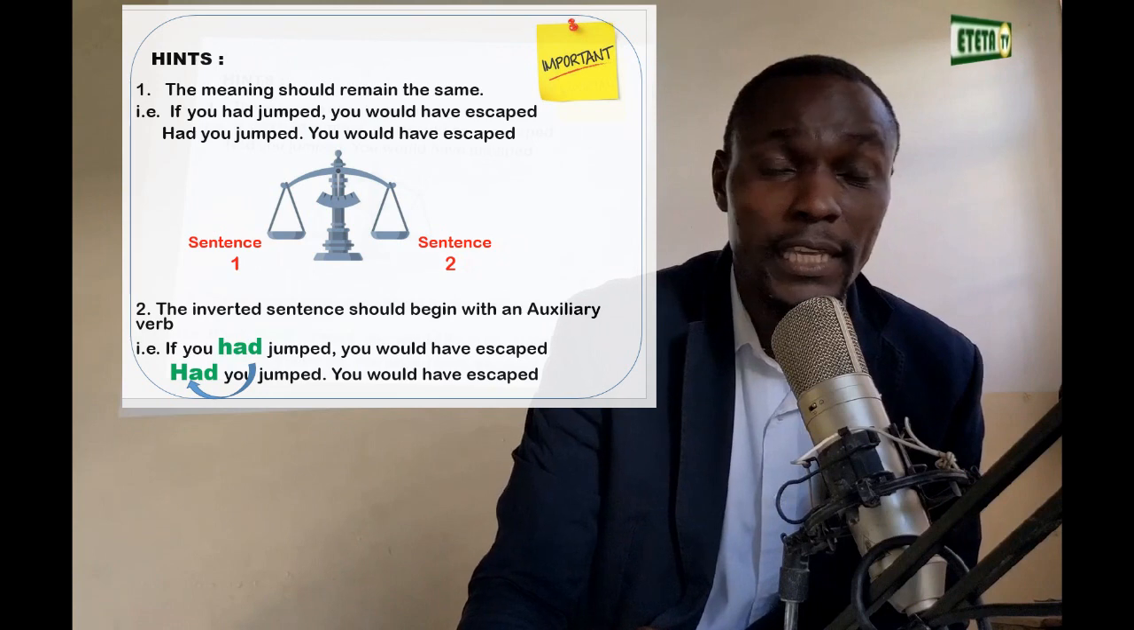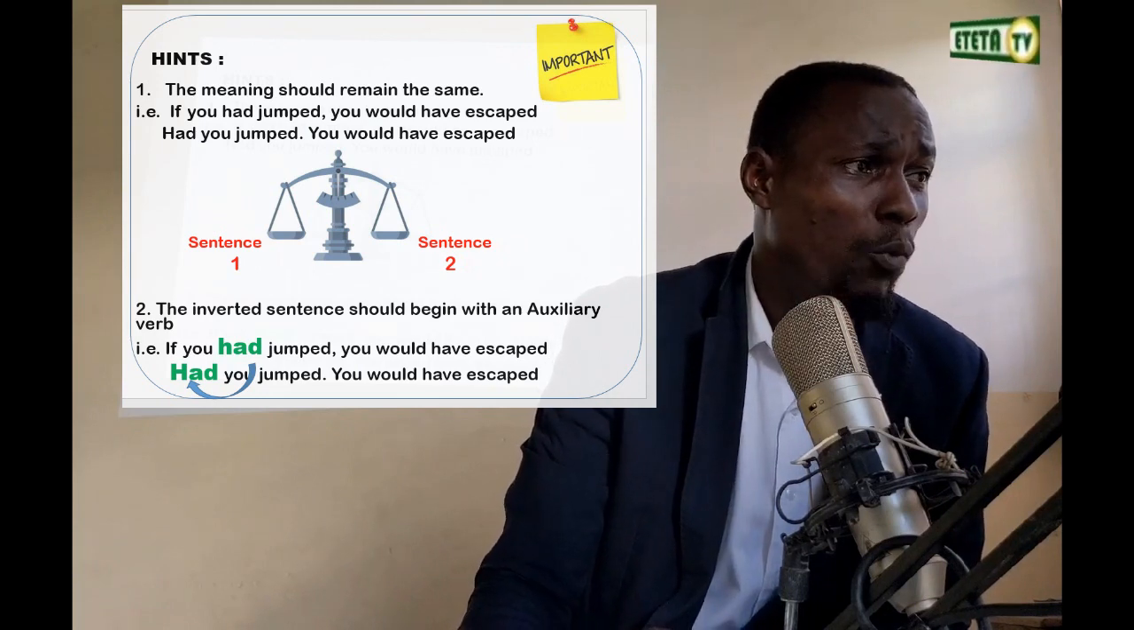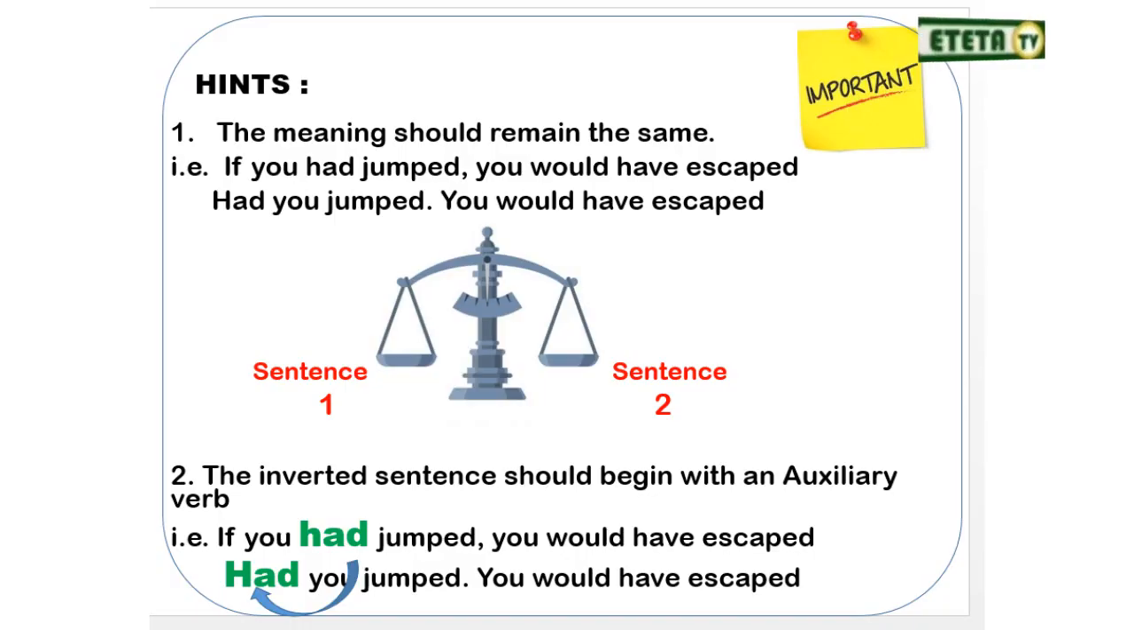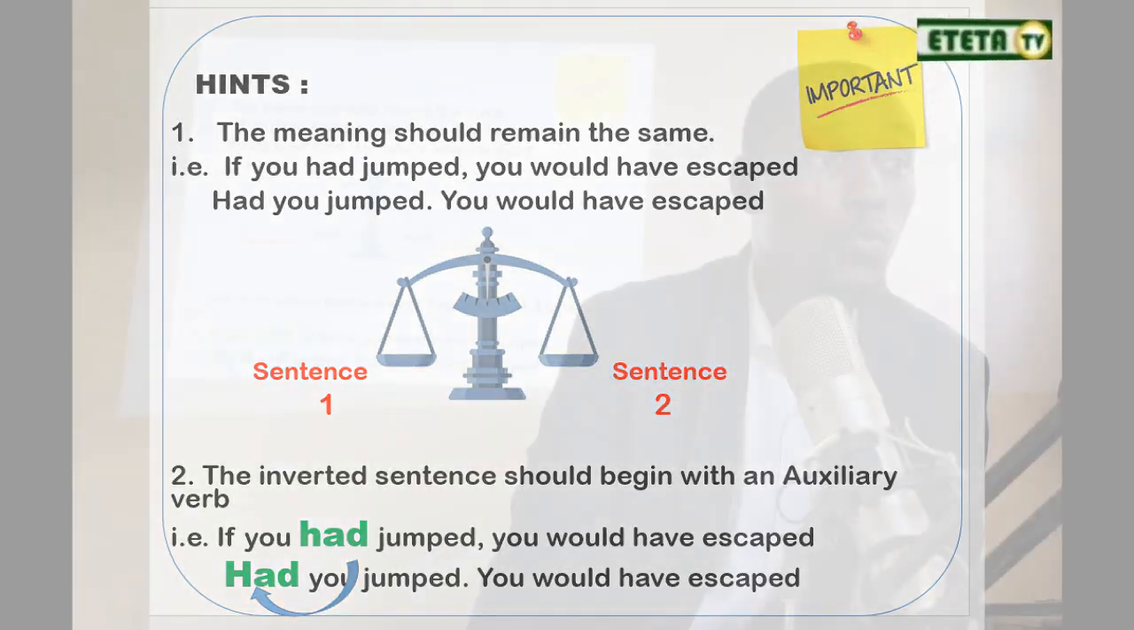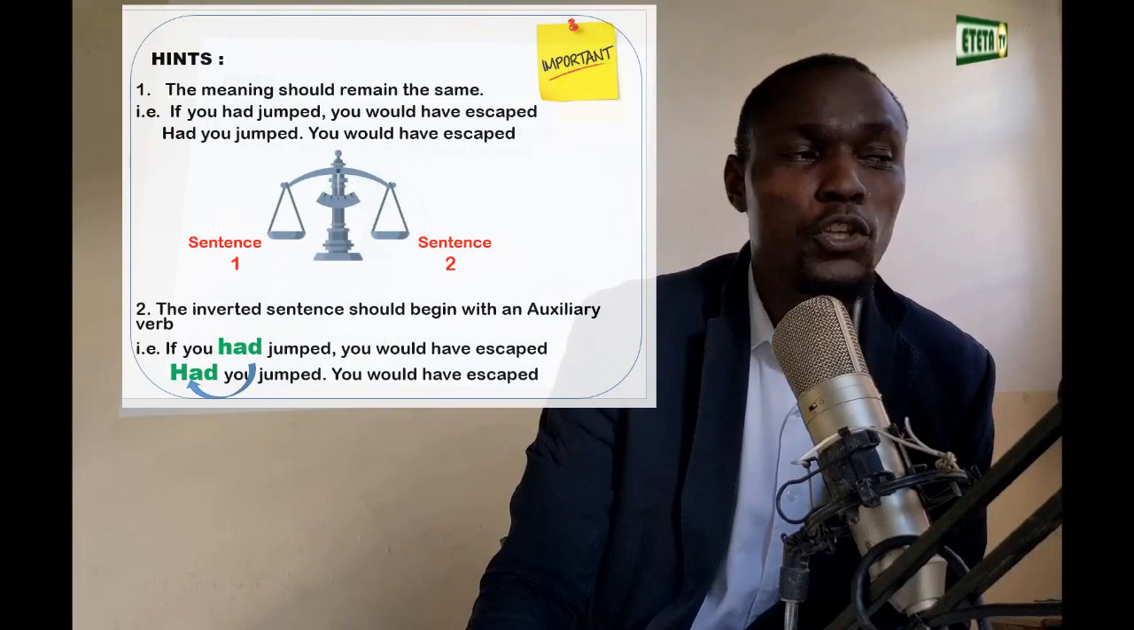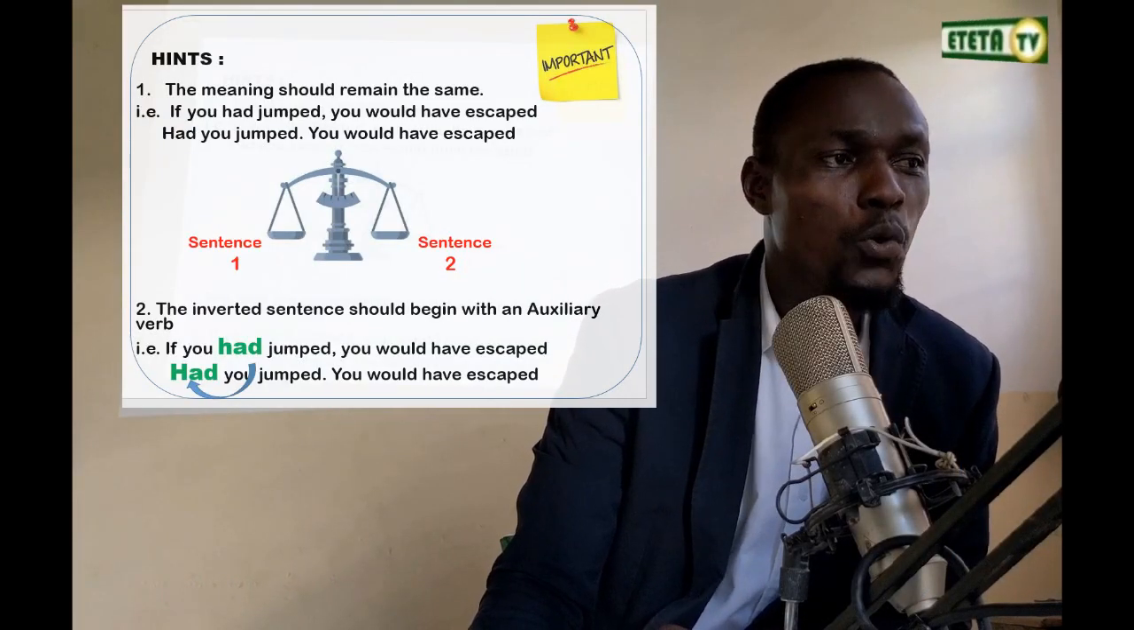So we have important hints here, dear students. While applying verb inversion, the meaning should remain the same. The meaning should not change. For example, if you had jumped, you would have escaped. Had you jumped, you would have escaped.